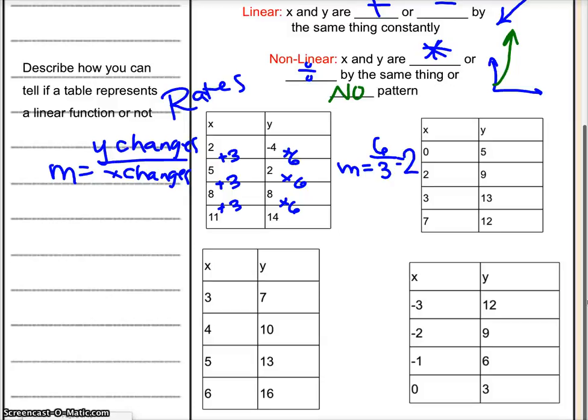What did I do to 5 to get to 9? What did I do to 9 to get to 13? 13 to 12? Uh-oh, is that constant? No. Okay, so right away I could say nonlinear. So you don't have to do anything with that. If it's not constant, it's not linear. There's no rate of change. There's no constant rate of change.